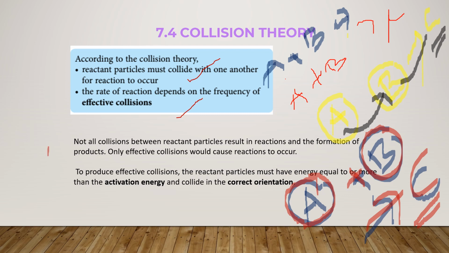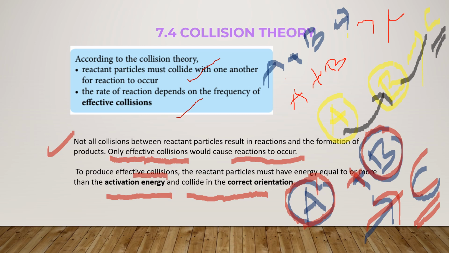Okay, so from here you can see that not all collisions between reactant particles result in reaction and the formation of the product. Only effective collision would cause reaction to occur. To produce effective collision, the reactant particles must have energy equal to or more than the activation energy and collide in the correct orientation.